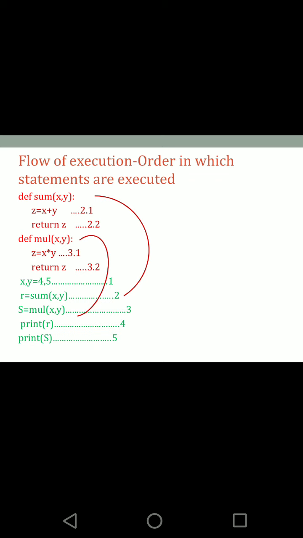Then the next statement is s is equal to mul of x, y. Again it is calling the function mul. So it goes to 3.1, executes z is equal to x star y, which means the product is calculated, and return z. z is again returned. That will be copied to which variable? Yes, s. So the value z is copied to s, and obviously the next statements, 4 and 5, display the values of r and s. So this is the normal flow of execution in a program where there are functions.